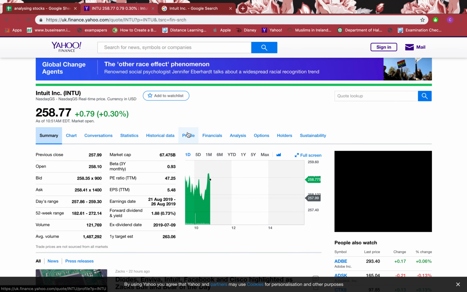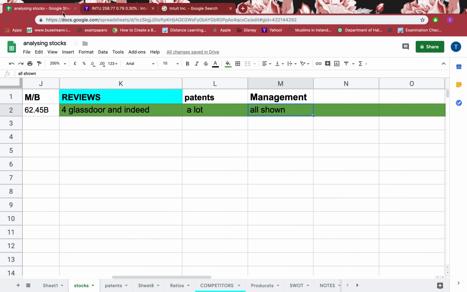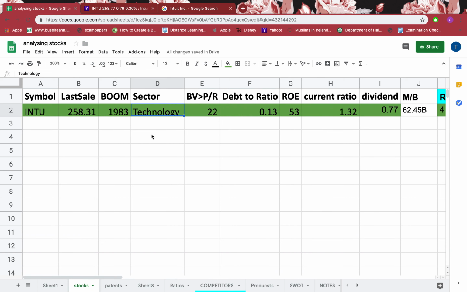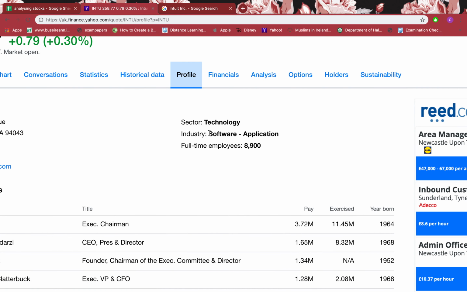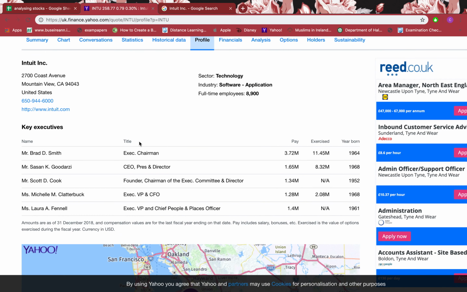Okay, and go to profile, so you can also have a look. Now the sector I was talking about, the sector is technology. You can just have a look. This is the sector technology. This is the industry, software application, full-time employees and everything. There's a lot of information to look at. And the key executives I'm just interested in.